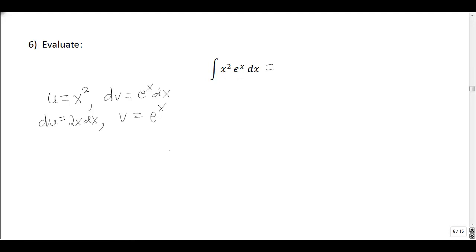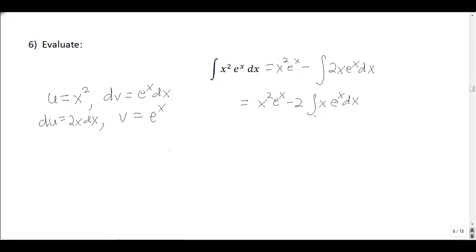So what I get, the antiderivative of x squared e to the x should be u times v. That's x squared e to the x minus the antiderivative of v du. So I'm going to get a 2x times e to the x with my dx. And now I'm going to pull that 2 out in front, and I'm left with an integral of x times e to the x dx. Okay, we're still going to have to do integration by parts again, and it still looks a little bit ugly, but the promising part is we started with x squared, degree 2, and now we have x, degree 1. So that degree went down.